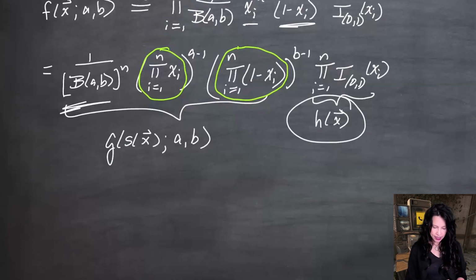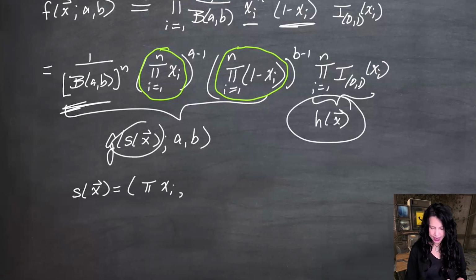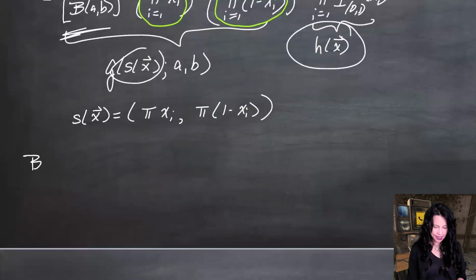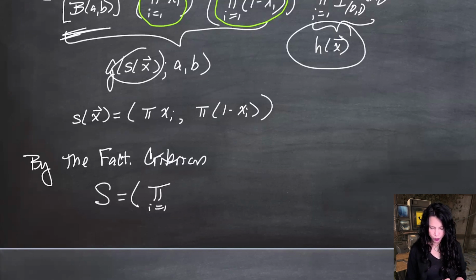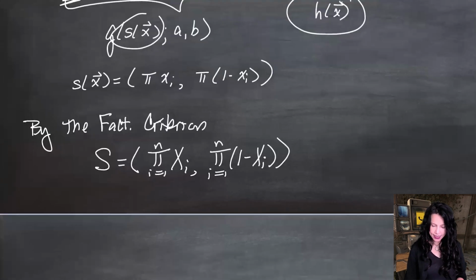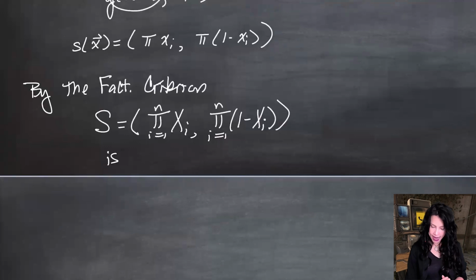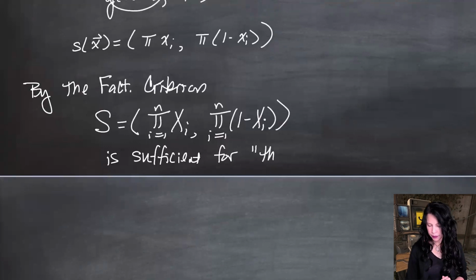And the final answer is, well, here, let me write it's a vector of sufficient statistics. I'm just going to make these lowercase just to show you what this S is. But to finish this off, we'd say by the factorization criterion, the statistic S consisting of the product as i goes from 1 to n of the capital Xi and the product as i goes from 1 to n of 1 minus the capital Xi is sufficient for estimating a and b in this model, the beta distribution.